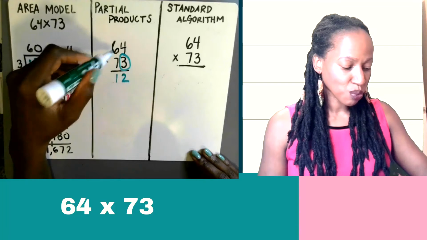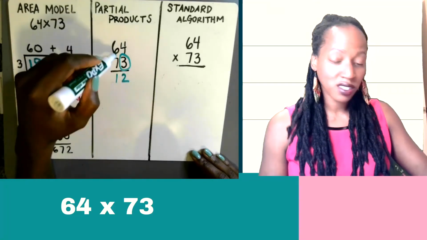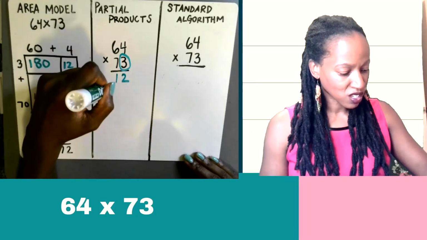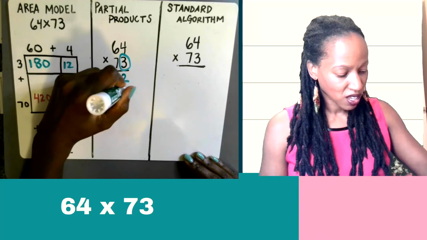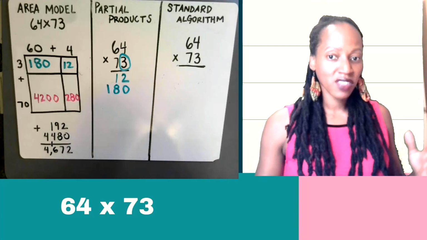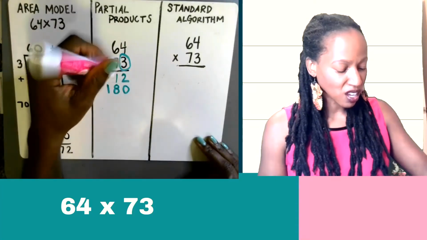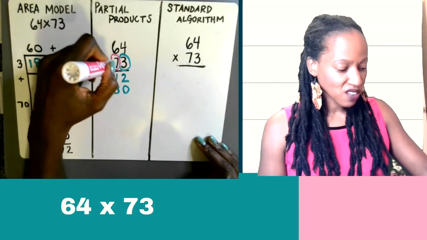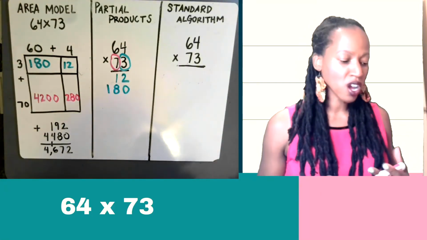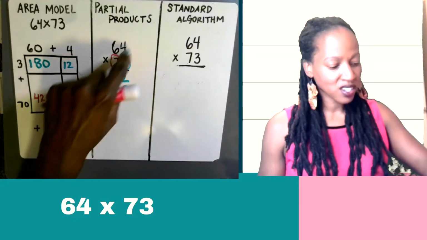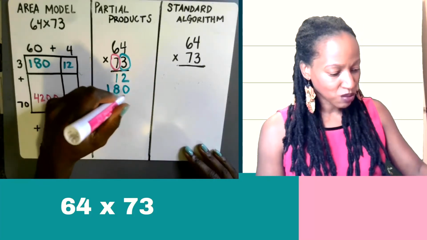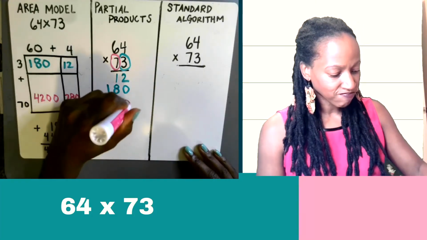My second part of this product would be 3 ones times 6 tens, or 3 times 60. 3 times 60, we know that to be 180. Okay. Now I've multiplied by every part of that first factor. I'm now going to look at the second part and multiply my 7 tens by every part of my top factor here, by every part of the 64. The first thing I'm going to have to multiply is 7 tens. This is 7 in the tens place, so that's 70 times 4. 70 times 4 is 280.